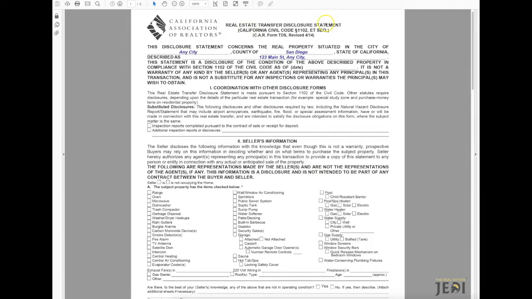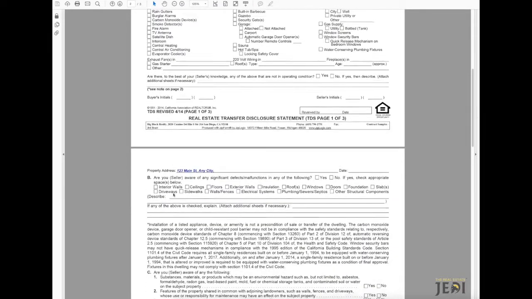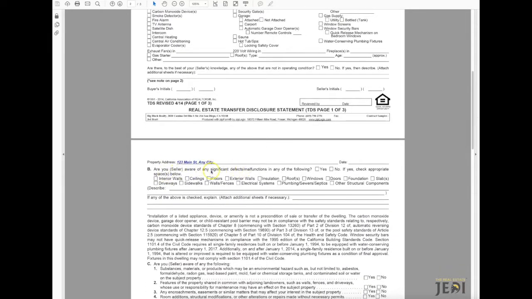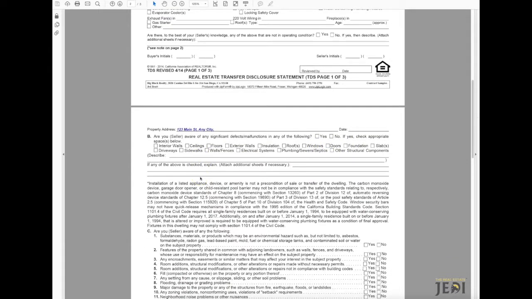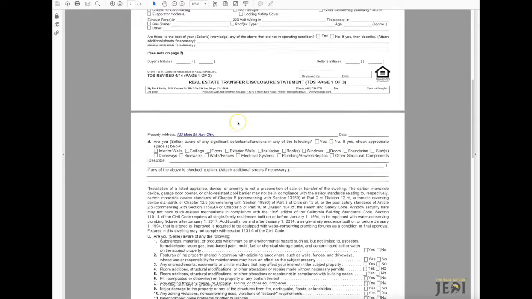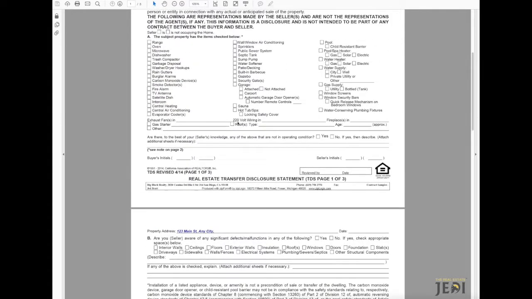The real estate transfer disclosure basically gives notice to the buyer of any major issues or conditions of the property that you are aware of. So if you've lived in the property, for example, and you have knowledge of significant defects or malfunctions in the roof, maybe you have roof leaks or even prior roof leaks, or plumbing issues or structural issues, etc., you need to disclose it. These are very important to fill out in their entirety.